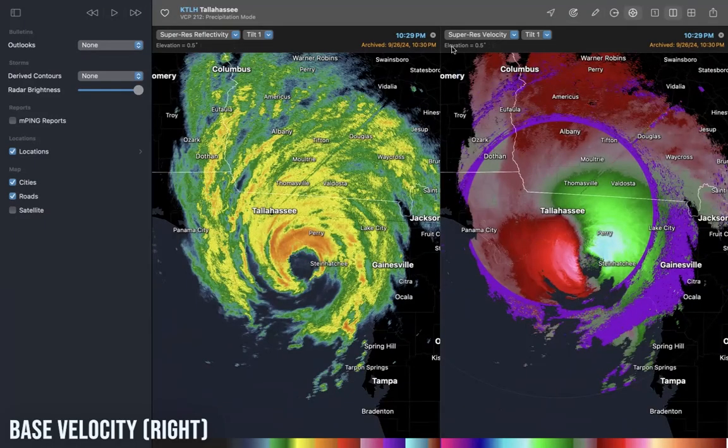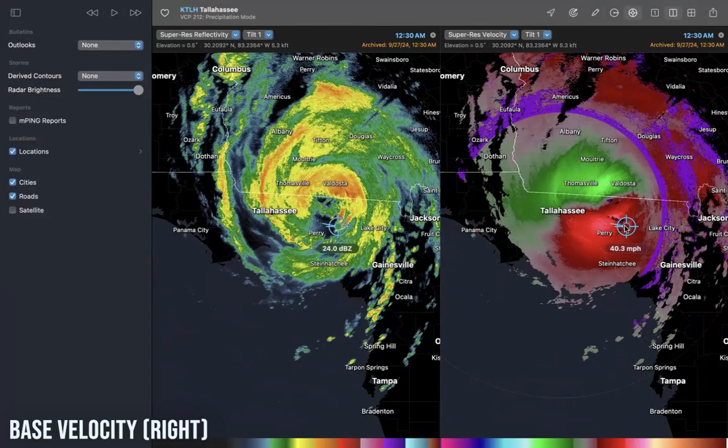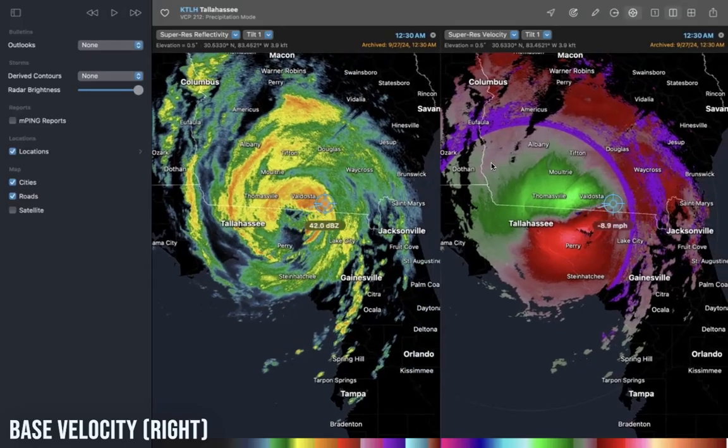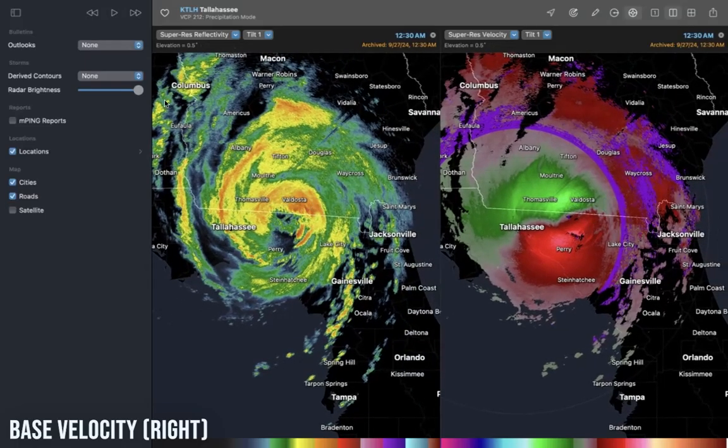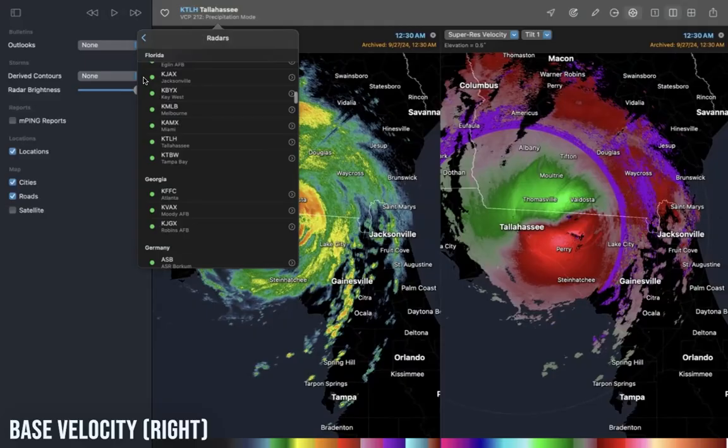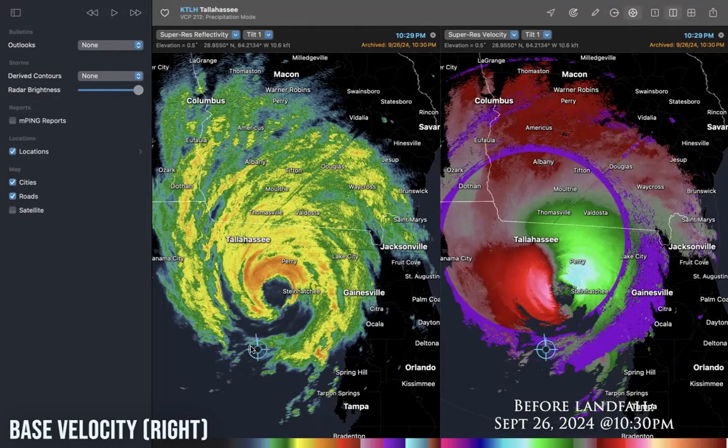Landfall was around 11 p.m., so I'm going to move a little bit forward to after landfall. I want to call out here that after landfall, we see a decrease in velocities. This is due to surface friction weakening Helene's core winds. We can clearly see that the winds are weakening after making landfall, and we're not seeing those super high winds around 140 miles per hour anymore.